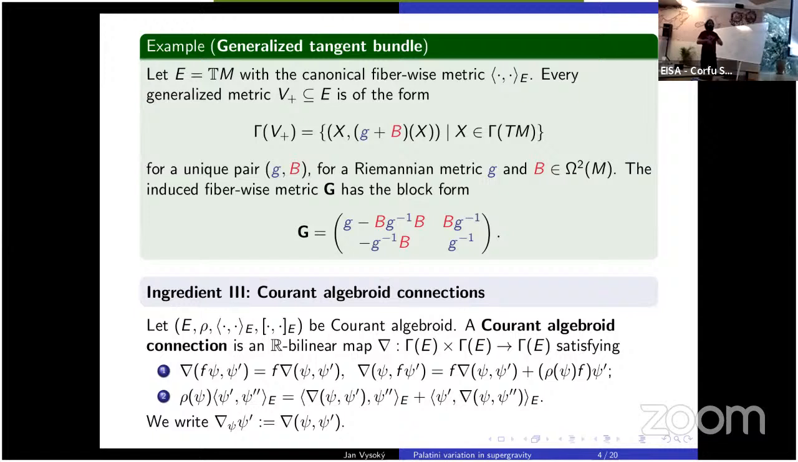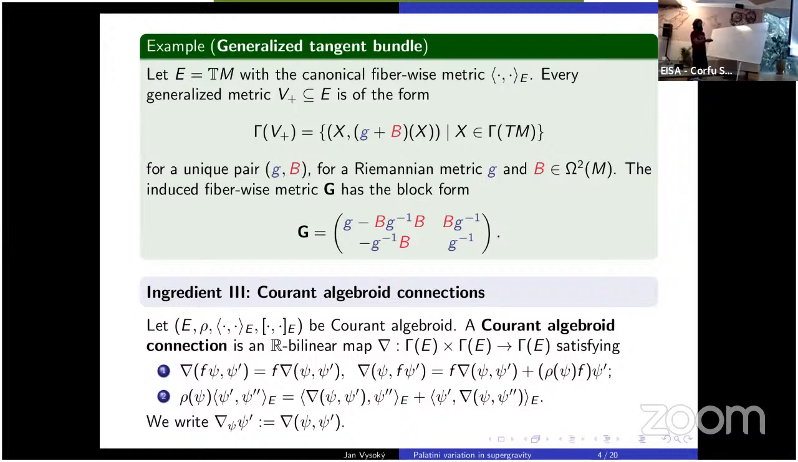And so we have now two ingredients, and the novel one, which we tried to pursue, is something which is called Courant algebroid connection. So if I start with a Courant algebroid, by a connection on this Courant algebroid, I mean a map which takes two sections of E and gives me a new section. And it satisfies kind of expected axioms, which resemble the ordinary affine connections. So if you multiply by function in the first input, you can take it out, and in the second input, it acts using this anchor map.